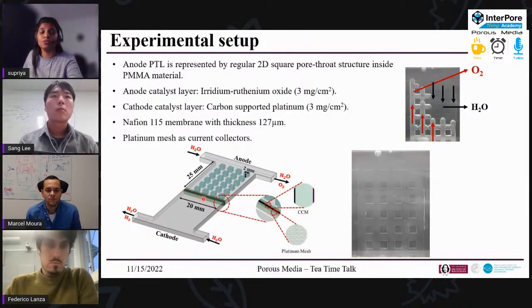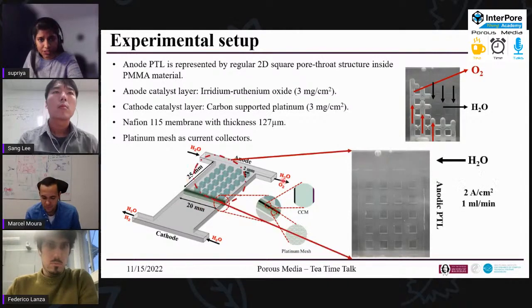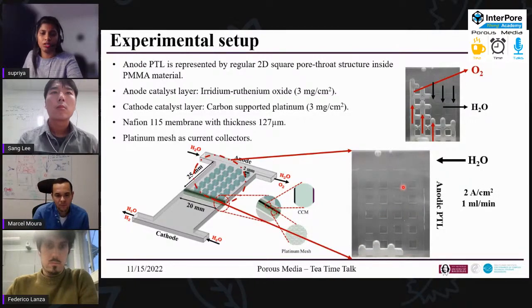And as I mentioned in my first slide, since the complexity is on the anode, we have a structure on the anode, whereas on the cathode we don't concentrate much. Here the anode is represented, and this is how it looks in real. Once we activate the reaction with the potentiostat, we have oxygen being evolved from the catalyst layer.